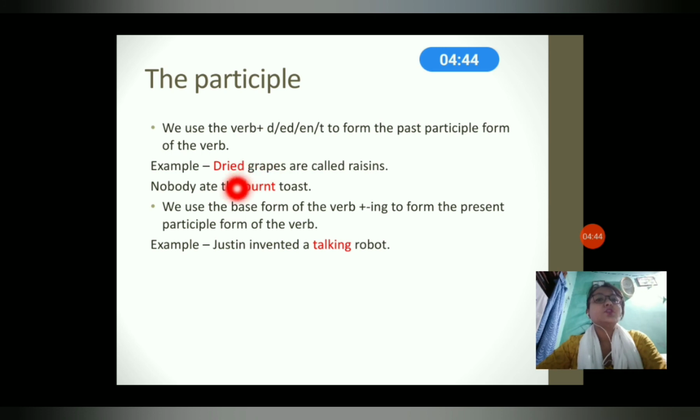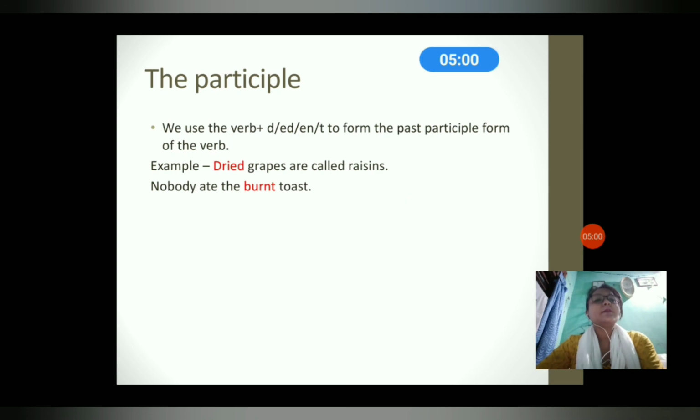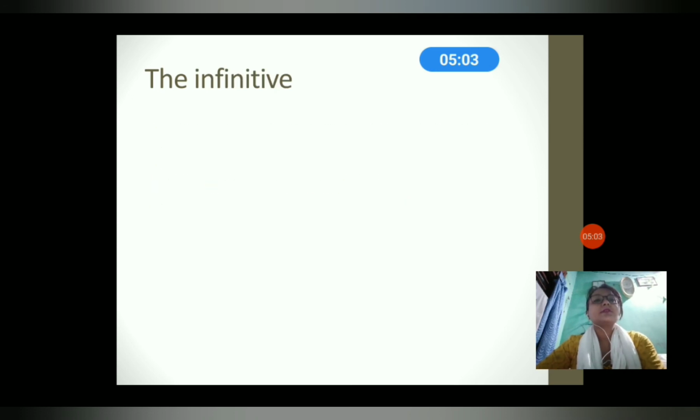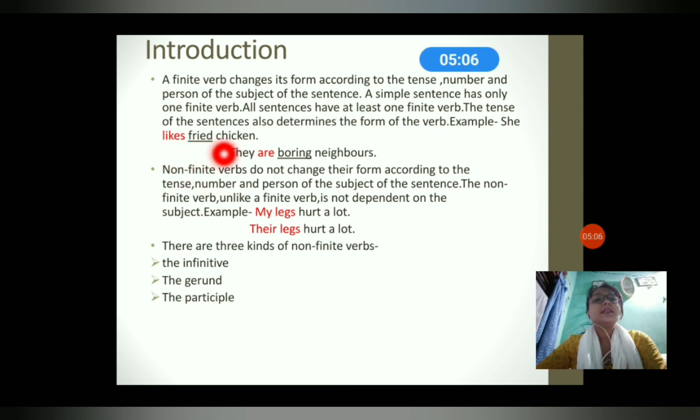Like this one, burnt toast, nobody ate the burnt toast. Similarly, you can see this one, Justin invented talking robot. So in this, the verb talking is a present participle. So these are the three types, that is infinitive, gerund and participle. For example, in the first sentence, she likes fried chicken, the fried is a participle. Even fried and boring are non-finite verbs, and what kind of verb is it? It is participle, boring and fried.